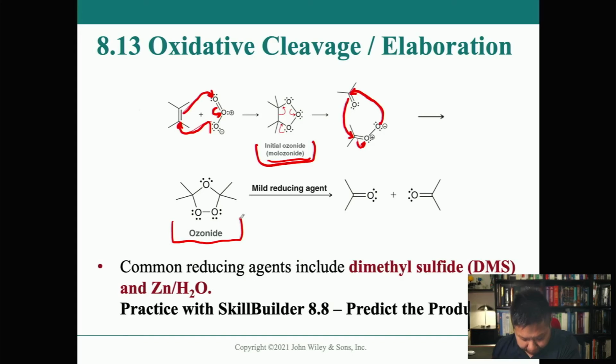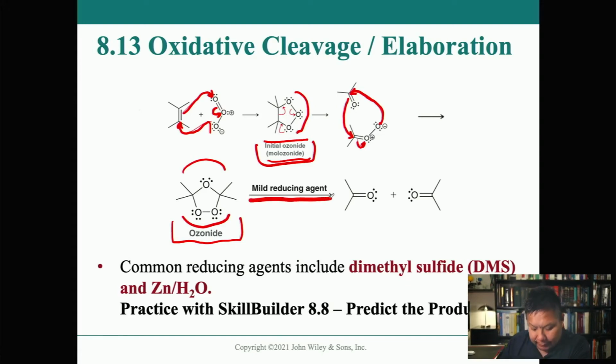Okay, it's the ozonide. Notice the difference between this ozonide here with all three oxygens on the same side, and then this ozonide here with one oxygen on one side and two oxygens on the other side. It even looks more stable. You can then take a mild reducing agent like dimethyl sulfide, DMS, or zinc/water, and do some reducing, and you can break that into two acetones. Two acetones.